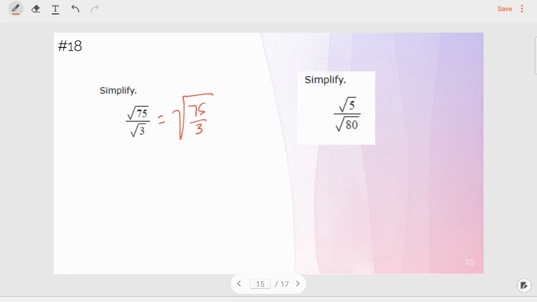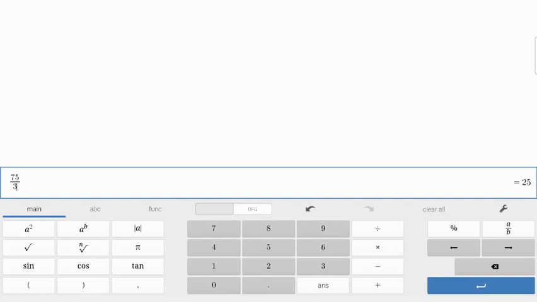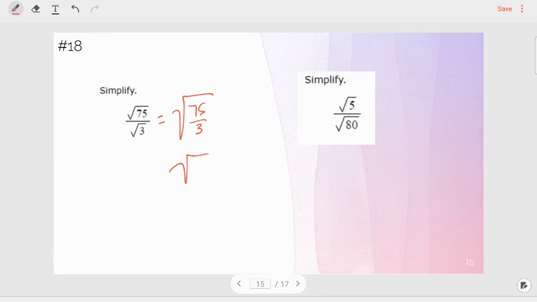Now, if this doesn't divide, I'm going to have to separate it kind of like I did the multiplication, but maybe I'm lucky and 75 is divisible by 3. And wouldn't you know, 75 is divisible by 3. It's 25. So my answer simplifies to this. So I bring down 75 over 3, stays on the inside of the radical. And once I see the square root of 25, I say, hey, that's a perfect square. And I'm going to take the square root of that. 5 times 5 gives me 25, so my final answer is 5.